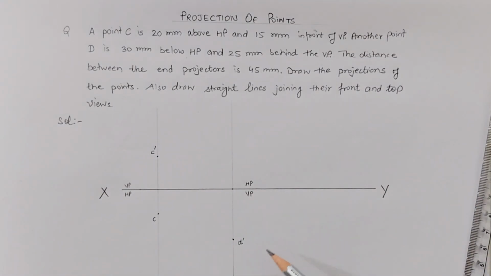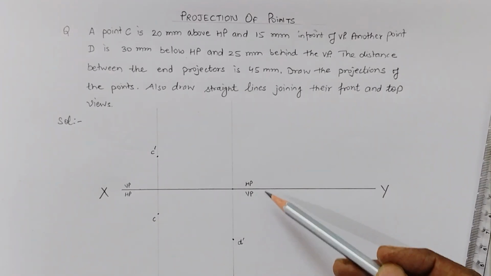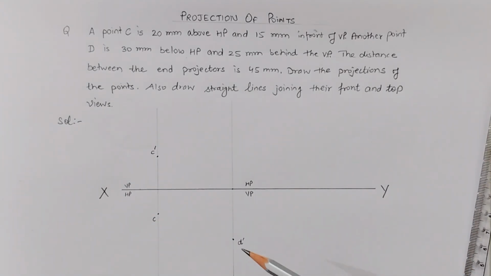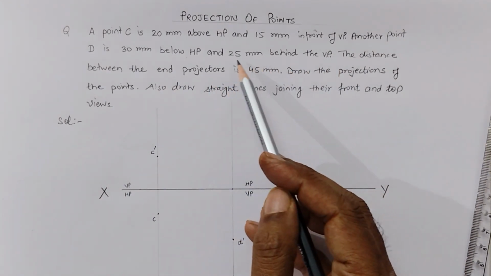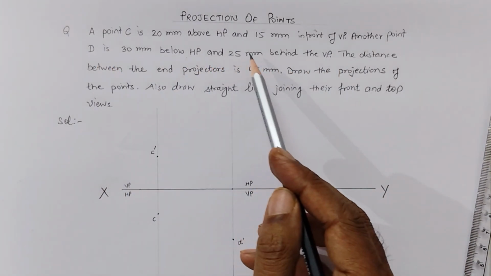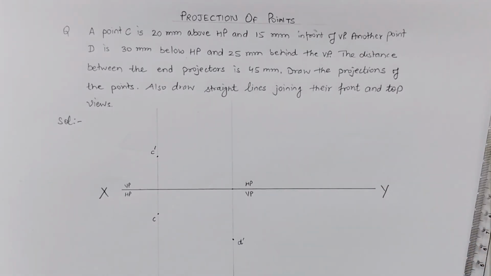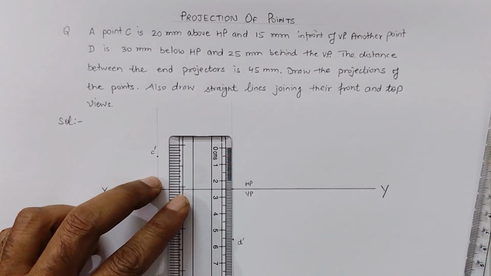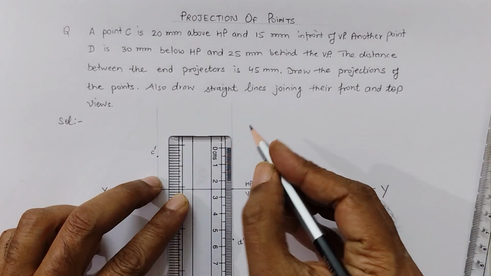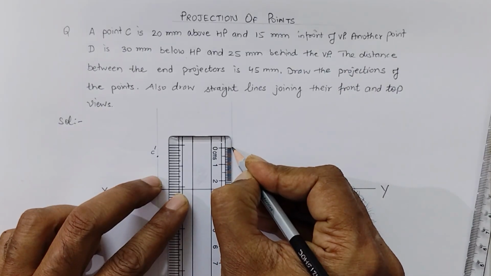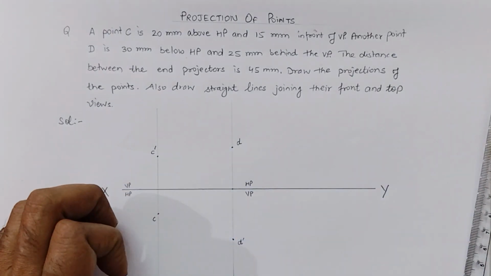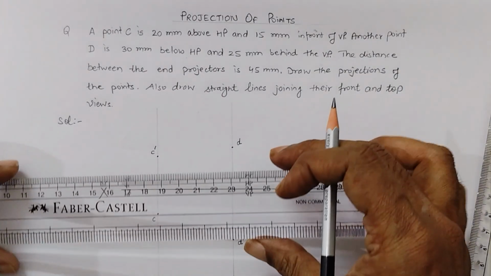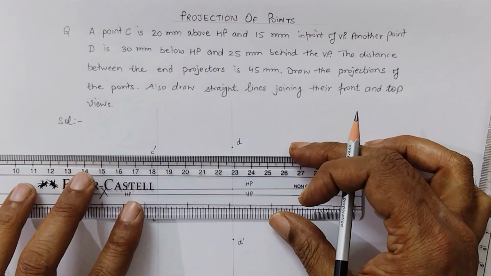Why is it the front view? Because this is in the third quadrant. In the third quadrant, the projection below XY is the front view. Now point D is 25 mm behind VP. So 25 on this side. Point D. So we will mark the respective distance.